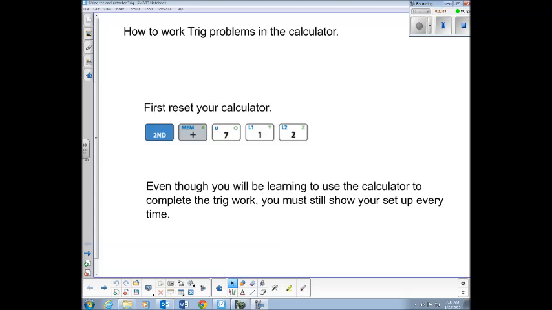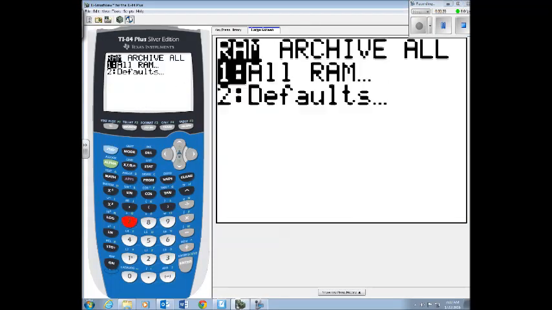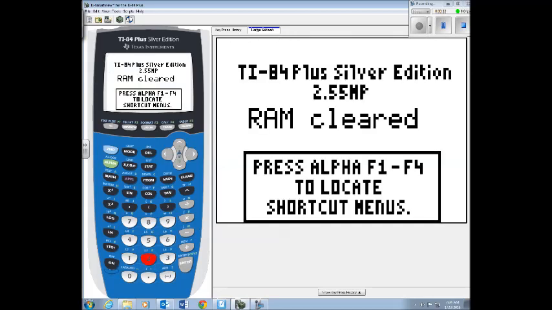Always remember that when you have a graphing calculator, it's always best to reset the memory. You never know what somebody did on the graphing calculator before you got it. And so let's run through that process. So here's our graphing calculator. We hit second plus 7, 1, 2, and the calculator's been reset.